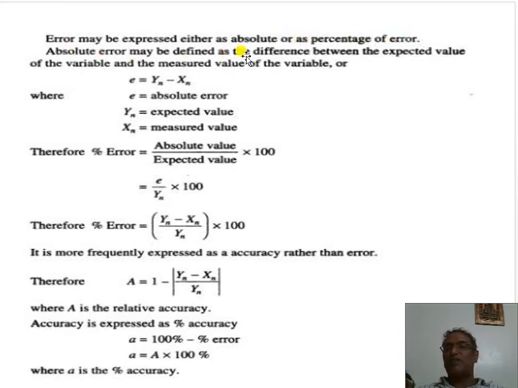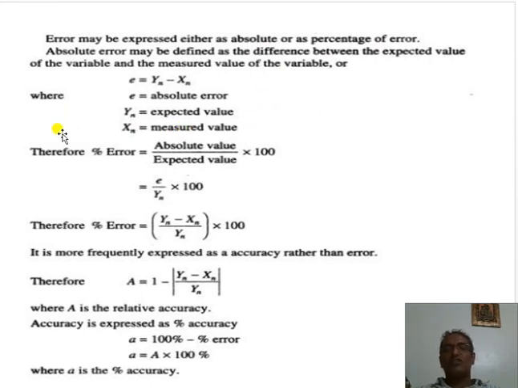Error can be expressed either as absolute error or as a percentage of error. Absolute error can be defined as the difference between the expected value of the variable and the measured value of the variable, and the equation is given by E is equal to y of n minus x of n. This material is taken from the textbook 18EC36, Electronic Instrumentation, where E is the absolute error, y of n is the expected value, and x of n is the measured value.